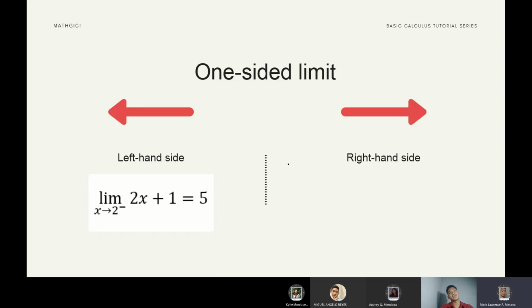And our right hand side is greater than the value of c but closer to the value of c. On our first example, we have this solution: the limit of 2x plus 1 as x approaches 2 from the right is equal to 5. So the estimated value of our first example is equal to 5.